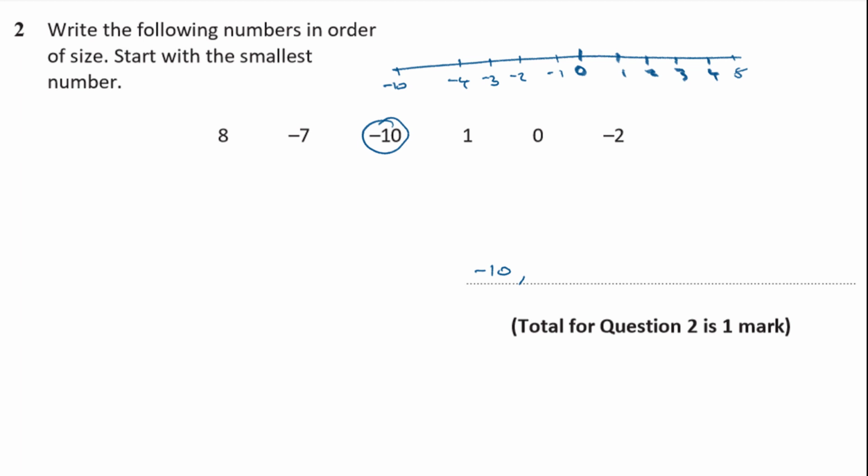Then we're going to get to minus 7 on the number line. Then we're going to get up to minus 2. And then we're going to get to 0. And then finally we're going to get into the positive numbers like 1 and 8. Just check I've got the right amount. 1, 2, 3, 4, 5, 6 numbers. 1, 2, 3, 4, 5, 6 answers. Good. So negative 10, negative 7, negative 2, 0, 1, and 8.